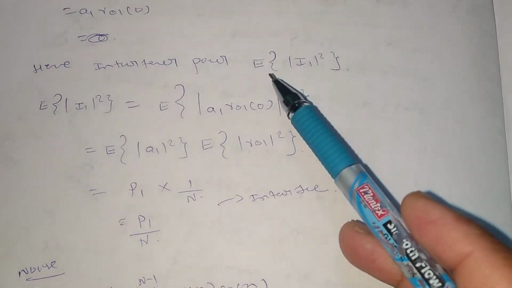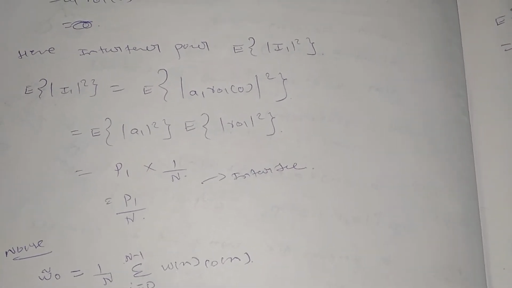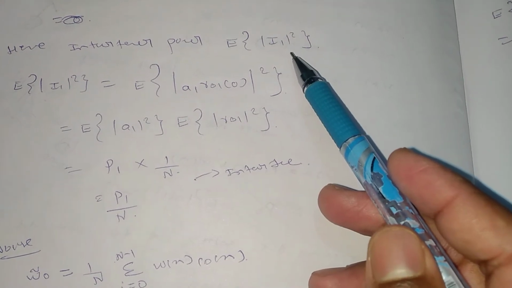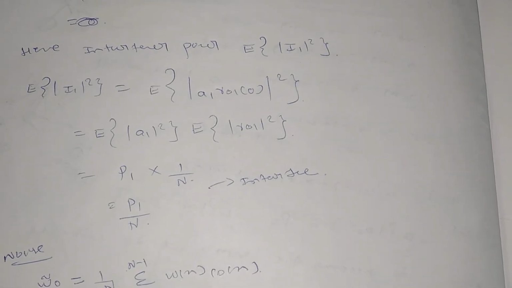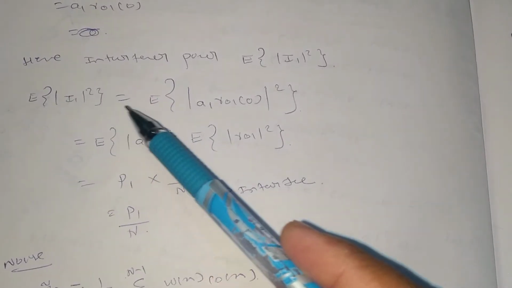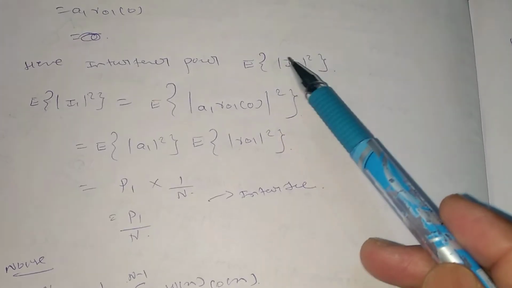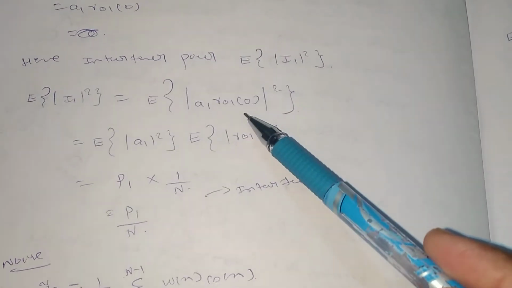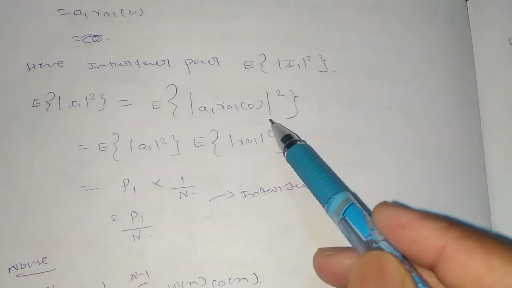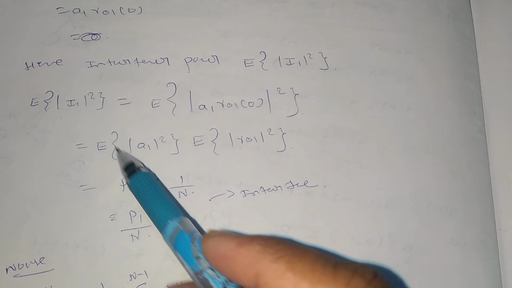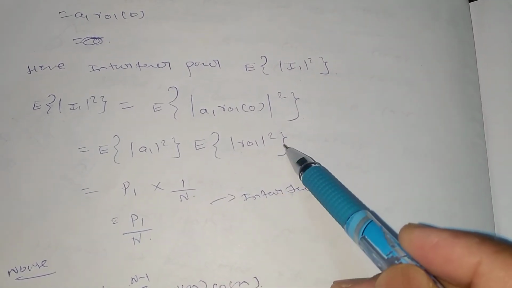Next I want to find the power for this one, that is, user 1. So E of I1 square, the square term here denotes the power. If you simply take E of I1, it will not be the power, but if you take E of I1 square, then it becomes power. Those are the basics which I have already covered in the previous sessions. Now E of I1 square, I1 I have already found, that is a1 into R01 of 0, whole square. Now I will split these terms a1 and R01, so E of a1 square and E of R01 square.